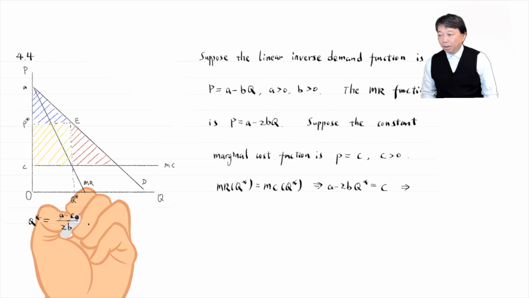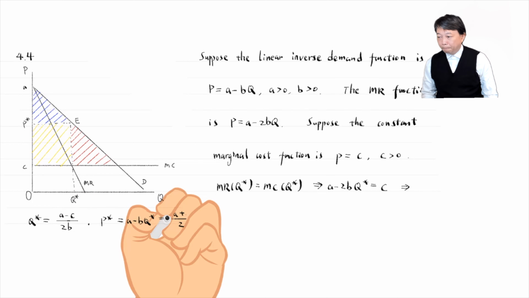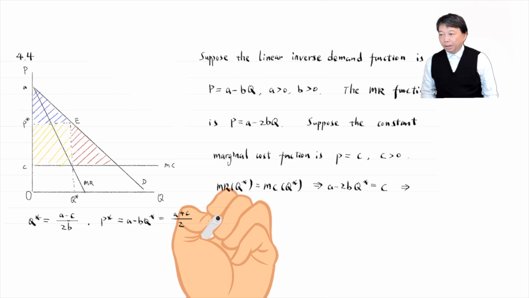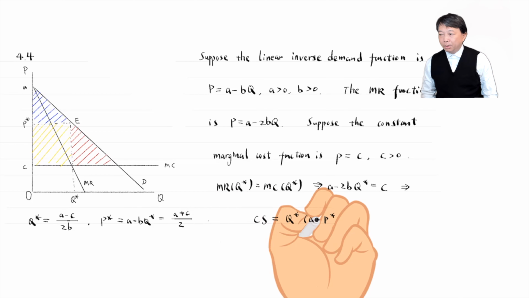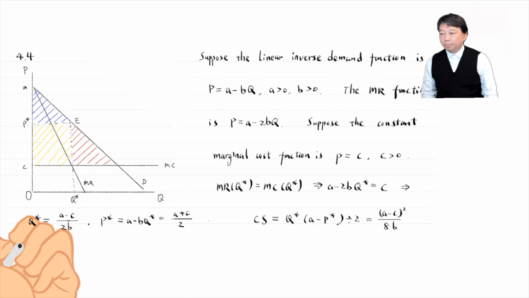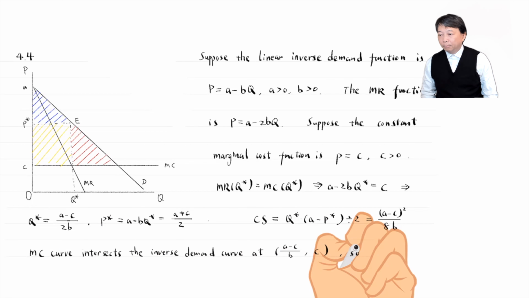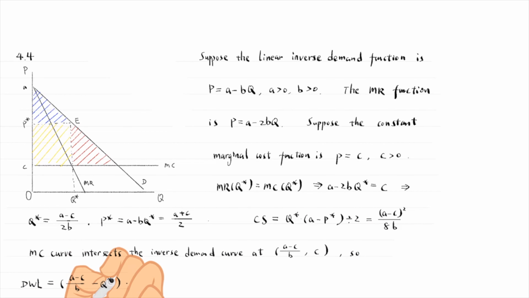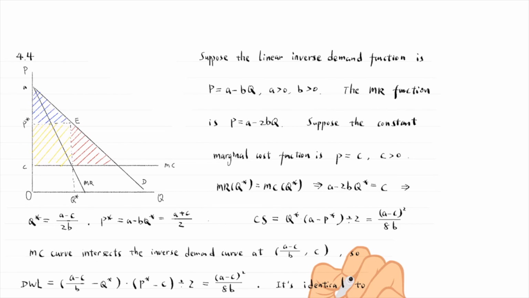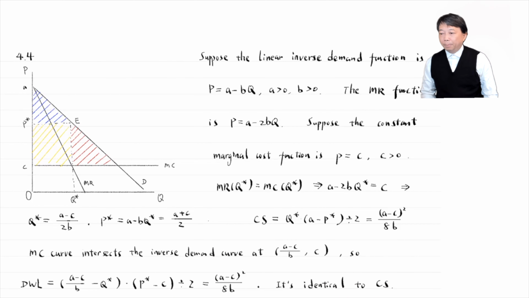After we obtain the optimum quantity, we substitute it into the inverse demand curve to find the monopoly price. Then we can calculate the consumer surplus and deadweight loss. We find that they are identical. The above is the mathematical proof.